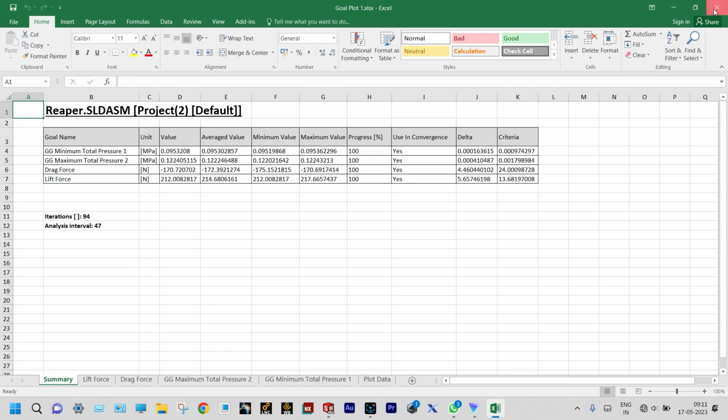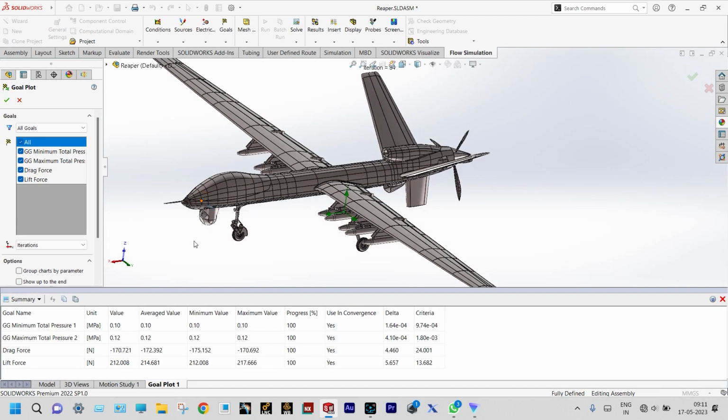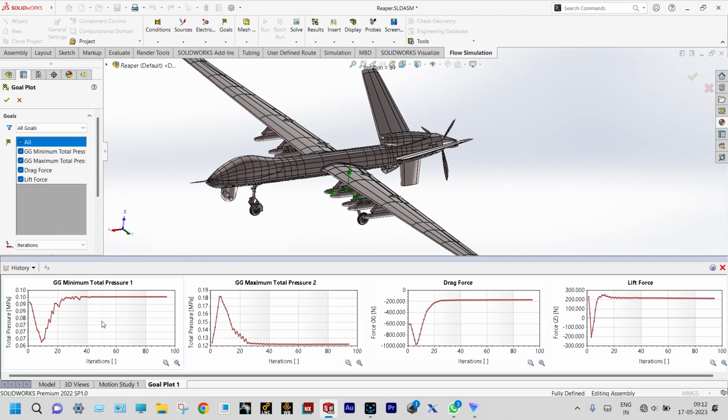Let us close this one. We can view all the results here itself also. Let us show it. These are the results obtained in a single place. We can view it in the form of a graph also from here, summary, and let us see in the form of history. These are the same results we saw in Excel, right? First one is minimum total pressure, second one is maximum total pressure, third one is drag force, and finally lift force, right? Let us close this one.